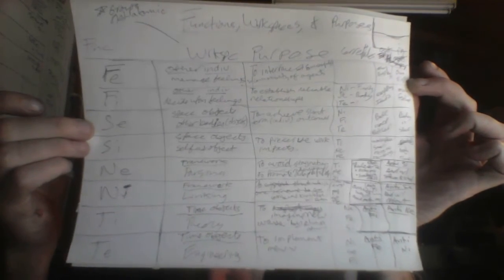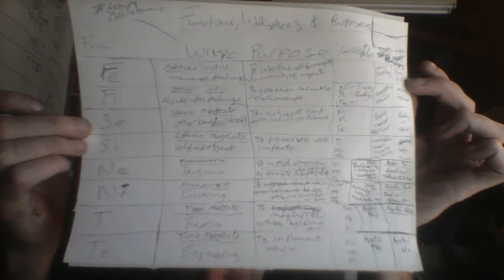I made this little chart of notes for me to look at here. I'm not sure how visible this is. I'm going to try to hold it so you guys can see it the whole time, except I'm going to have to take it away to look at it myself at a certain point. So, okay: SE, SI, NE, NI, TI, TE.